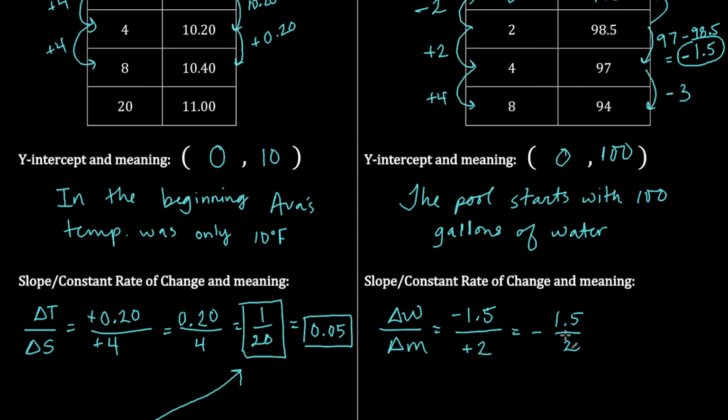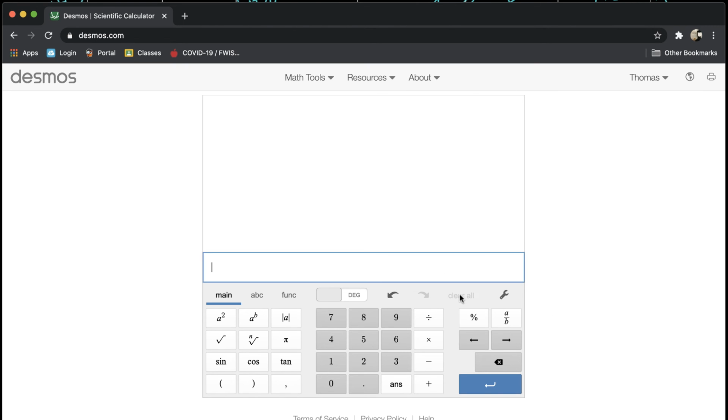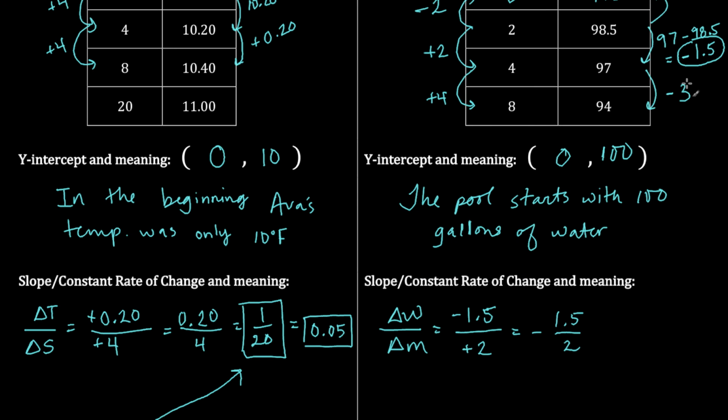Remember that we don't want to leave it like this. So let's check Desmos. There we go. So negative 1.5 over 2 is negative 3 over 4. And that makes sense because negative 3 over 4 is right here. See? You should have just used that one. Which is negative 0.75.